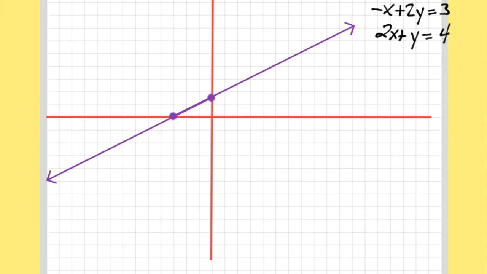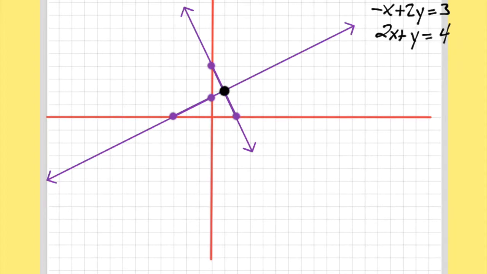Our second line, our x-intercept is 2, because when we plug in 0 for y, we get x equals 2. So there's our x-intercept. And our y-intercept, if we plug in 0 for x, is 4. So the y-intercept of that equation is 0, 4. And when we draw our line, we find the point they have in common appears to be right there at 1, 2.